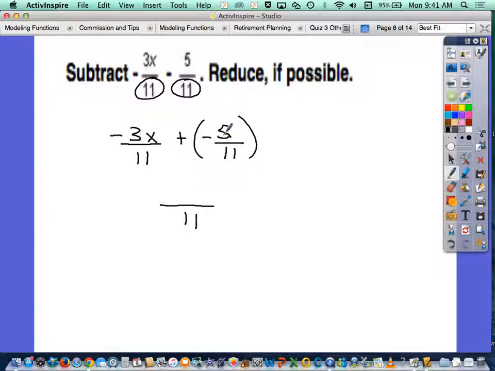Is that negative 8x? No, you can't add them together. So what are we going to do? Your numerator is going to be the sum of the numerators if you can't add them together. But I'm going to change adding a negative to subtracting a positive.